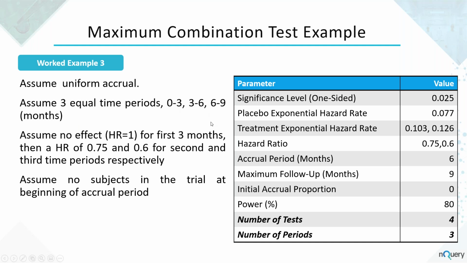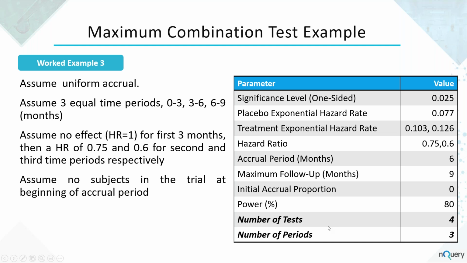So that's where the piecewise nature comes into effect. We're going to be assuming that for the first 3 months, there's no treatment effect, so the hazard ratio is equal to 1. And then for the second and third periods, we're going to be assuming a hazard ratio of 0.75 and 0.6 respectively.